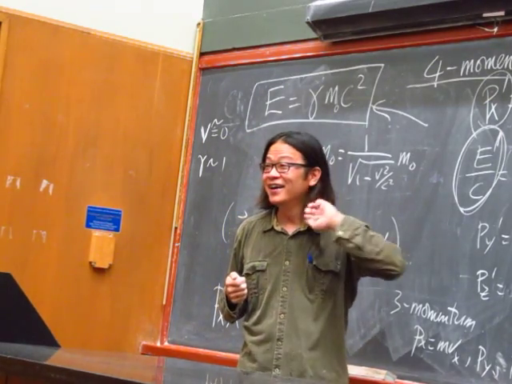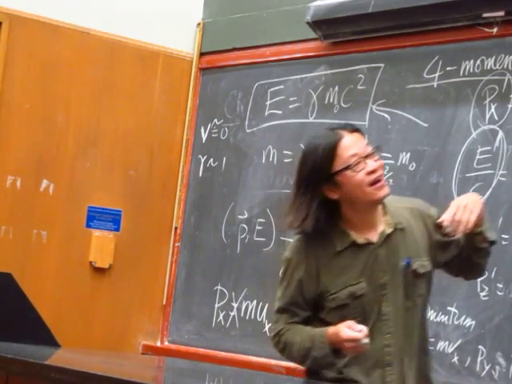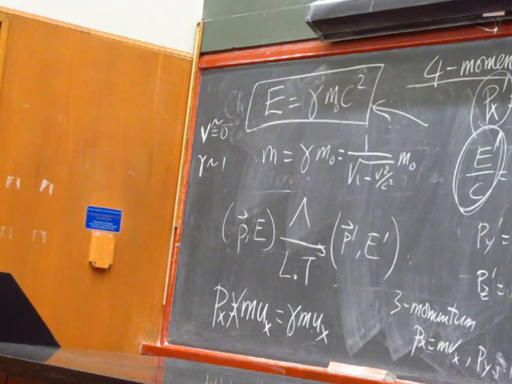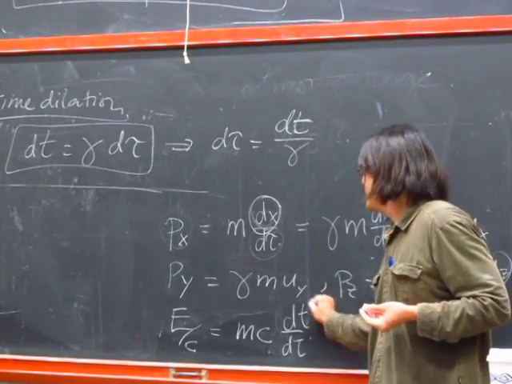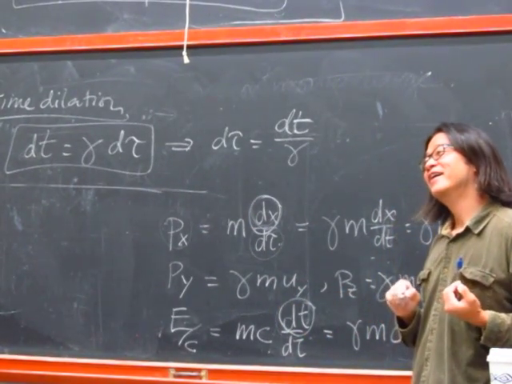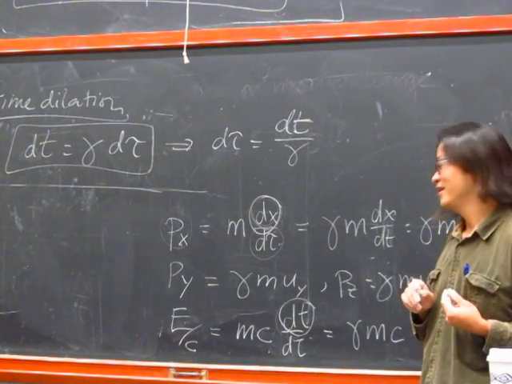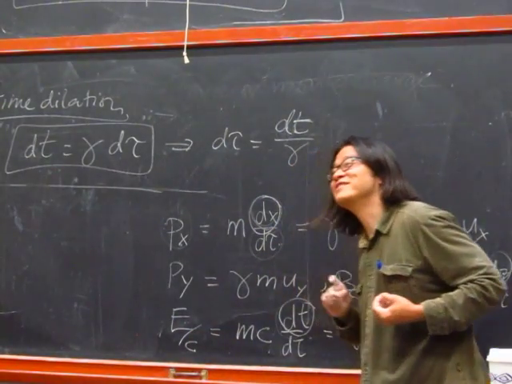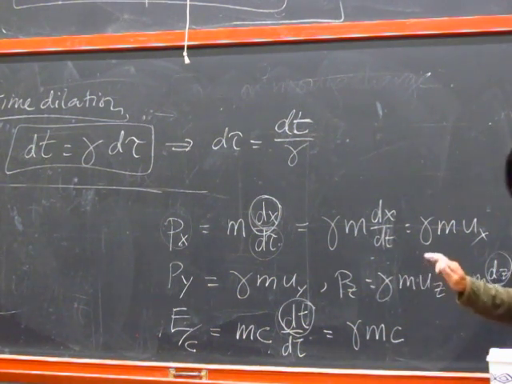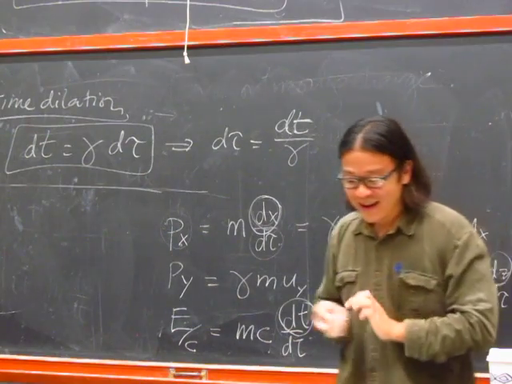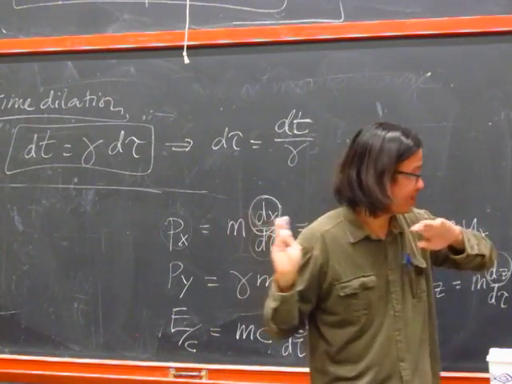Where do you get E over c to mc dt? Well, here I just want to create an object that transforms like a Lorentz transformation. I already have dx, so I just need dt here. Why mc? Just to make it dimensionally correct. There is a reason, but I'm running out of time, and that is not what I want to talk about.